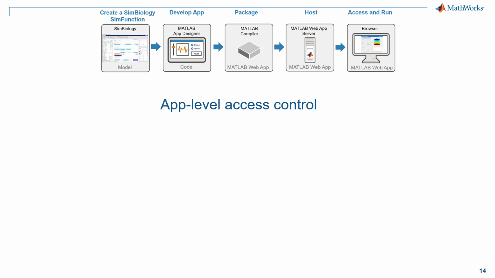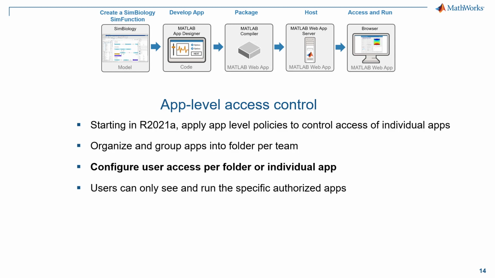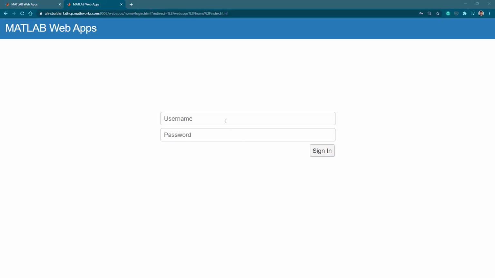There is also an app-level access control. This is something that has been added to the web server in 21A, and it allows you to apply app-level policies to control the access of individual apps or folders. So you can really organize and group your apps into folders and configure the access of individual apps or complete folders so that people can only see the apps that they have really access to.